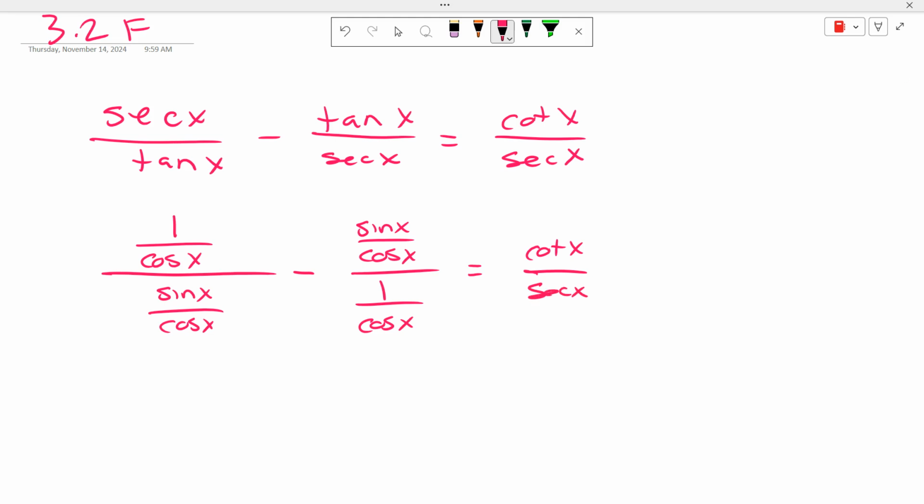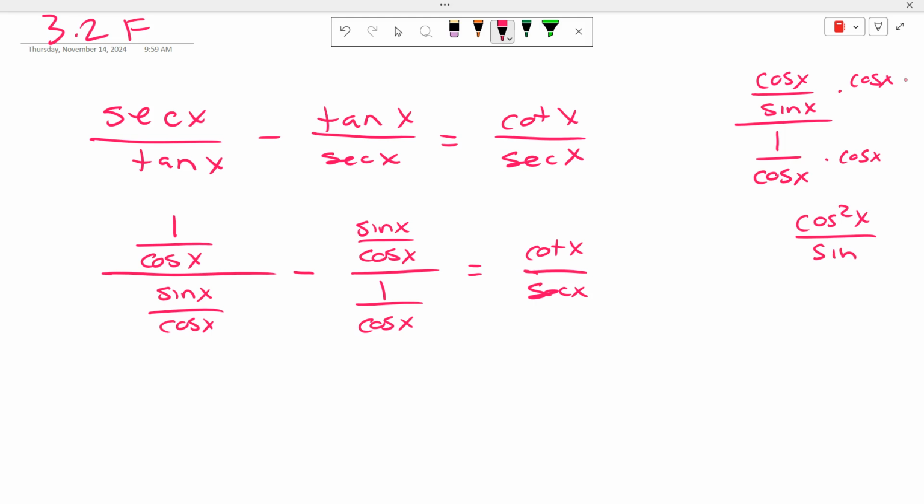Now, we can change the right-hand side, correct? We got to make the left-hand side into the right-hand side. But over on the side, you can go, well, cotangent of x is cosine of x over sine of x. And this is 1 over cosine of x. Okay? So then you can say, well, in the end, if we multiply by cosine of x, I want to get somehow to cosine squared of x over sine of x. If I can get to that, I can get to this.